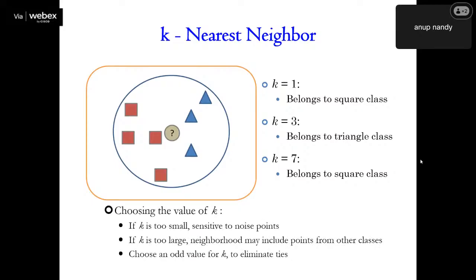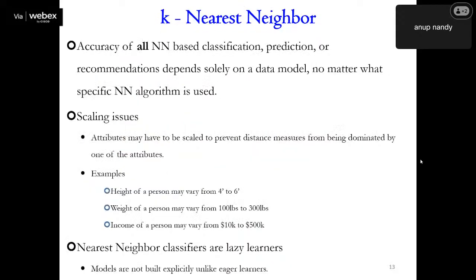Now if you choose a very small value of k, it is sensitive to noise points. If k is too large, the neighborhood may include points from other classes also. So you have to choose a moderate value of k, neither too small nor too large. We also choose odd values for k in order to eliminate ties. These are the things I already explained.